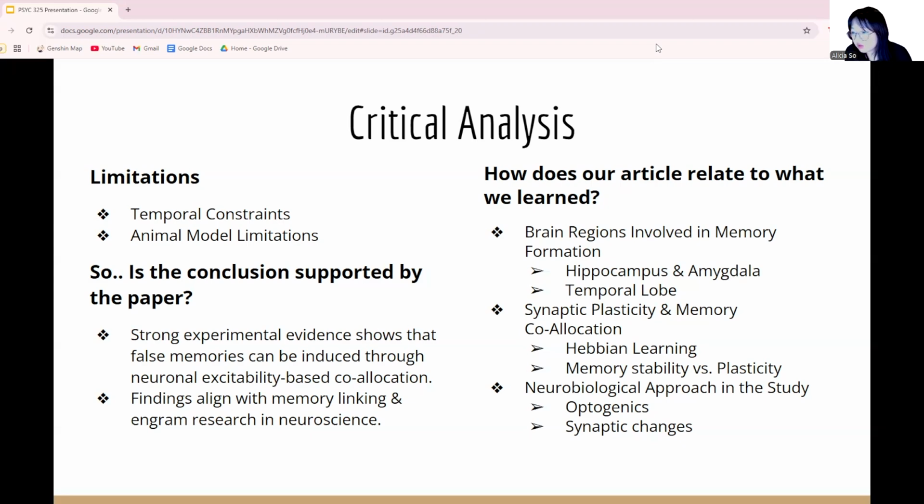How does our article relate to what we have learned? Starting off with the brain regions, the hippocampus and amygdala are critical for memory consolidation and fear learning, as well as the temporal lobe, as it supports sensory integration and episodic memory. For synaptic plasticity and memory co-allocation, Hebbian learning explains false memory formation. For neurobiological approaches, they used optogenetics to directly manipulate neural excitability. Synaptic changes measure how false memories form.